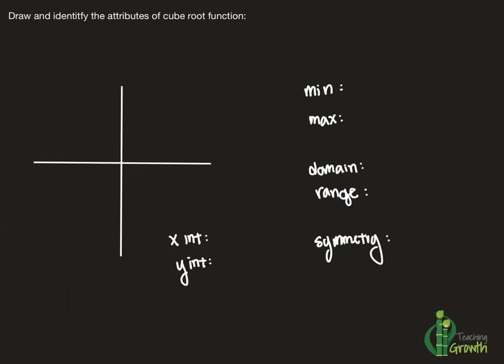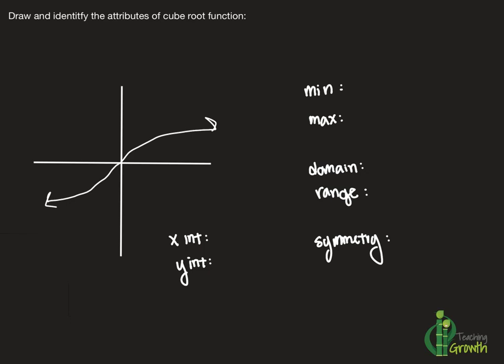So like Joyce had already mentioned before, it's a very common thing for teachers to ask students to draw and identify the attributes of some function. So in this next part of the teaser, we're going to be going over the cube root function. When we draw the cube root function, it's actually going to look like this. And the next thing they might ask you is to identify the attributes of this function.